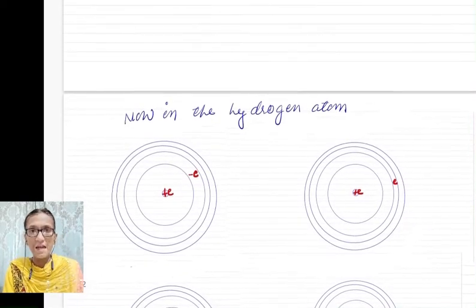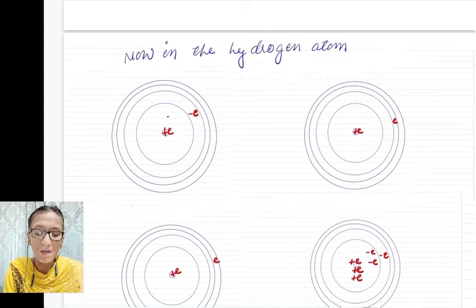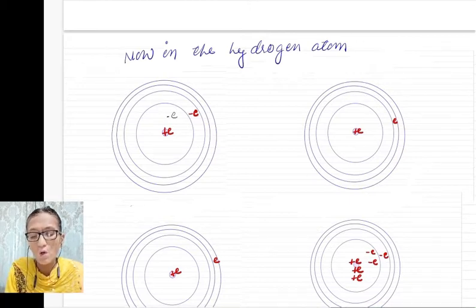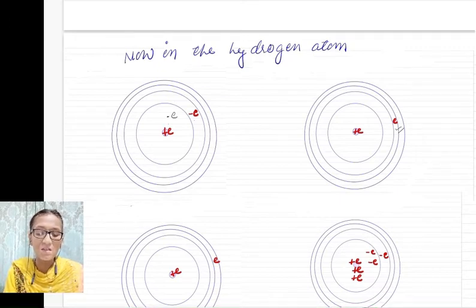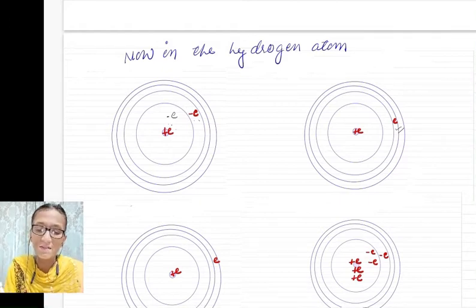Now in a hydrogen atom, in ground state the electron used to be in the first cell. But after gaining energy it can go to the second cell. After gaining more energy it can go to the third cell. When the electron goes from its first cell, its ground state, to the second cell, then it is called the first excited state, or second cell.